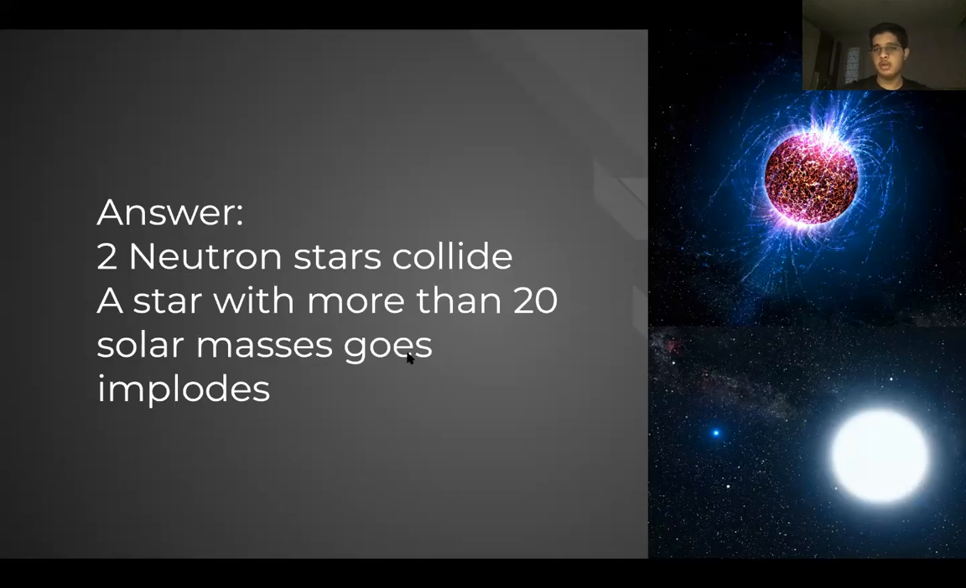Supernova, to put it simply. Basically, when a star with more than 20 solar masses collapses, or when two neutron stars collide.